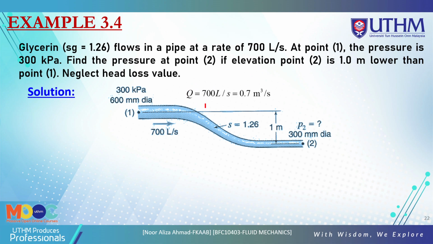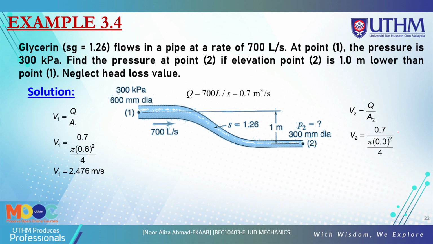We know that Q is 700 liters per second; you just convert to meter cube per second. Then you must first calculate velocity 1 based on diameter 1 and Q. So we get velocity 1 here as 2.476 meter per second. Then you must calculate velocity 2 based on the diameter of 300, and Q is 0.7, so we get the value here as velocity 2, and this is velocity 1.